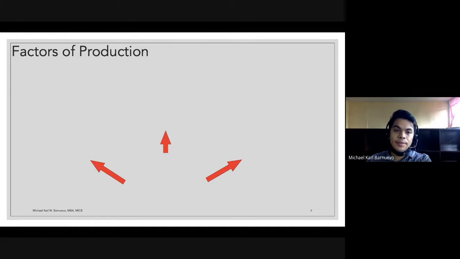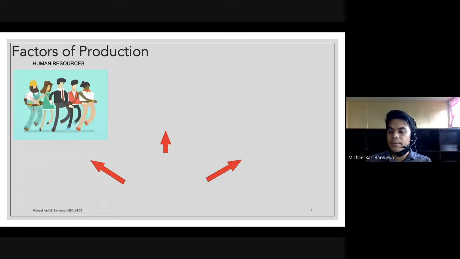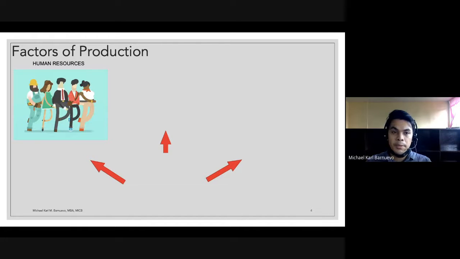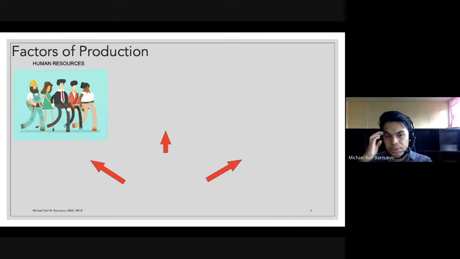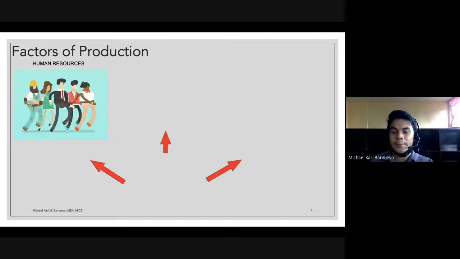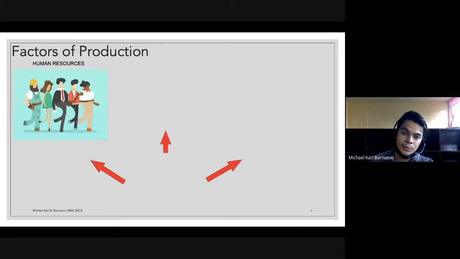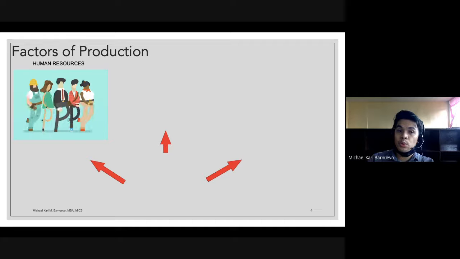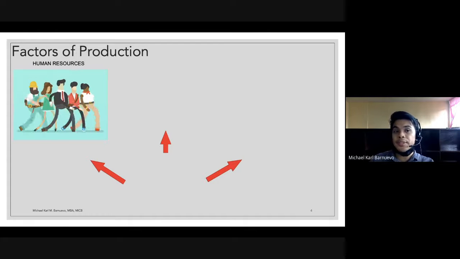First is human resource. Remember that once you put up a business, it cannot run without people. Okay? You yourself are a person, so you are a human resource. Even if you say, sir, mag-isa ko lang po na ginagawa itong sideline ko na business. No? But if you want your business to grow, eventually you'll be hiring more people. That is called the human resource. And they say human resource is one of the hardest resources to manage.